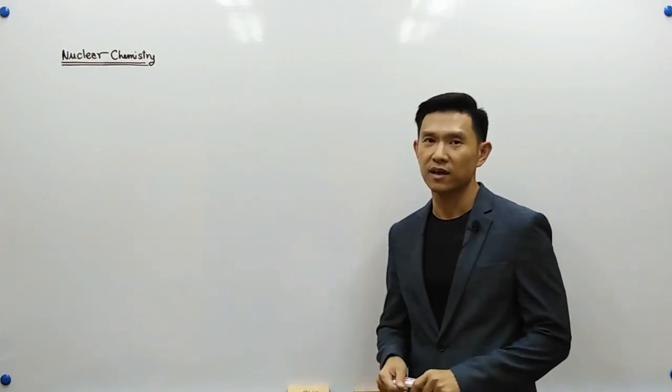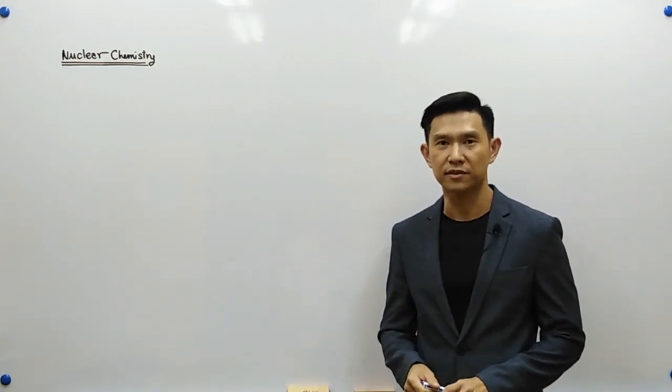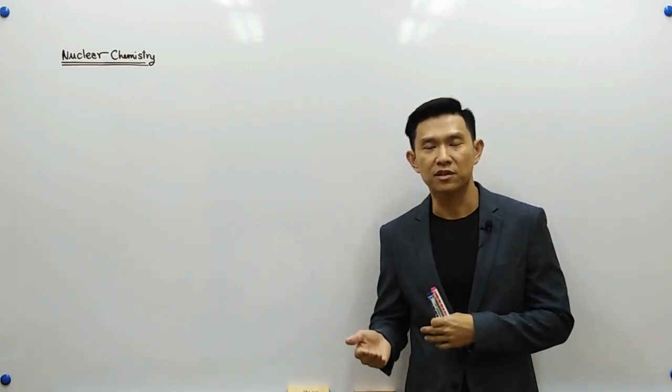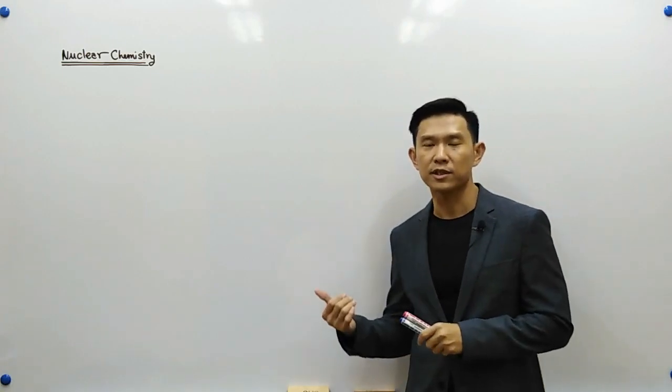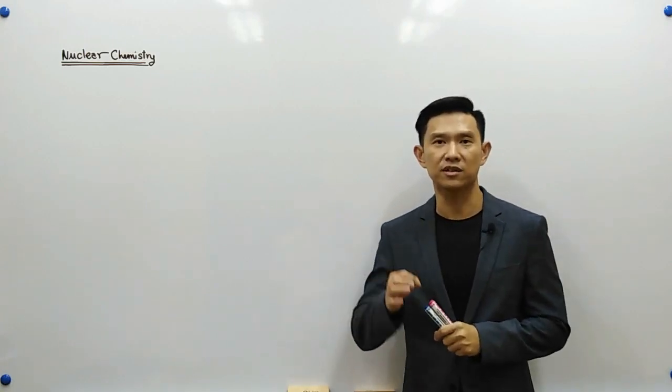Hello. This chapter is about nuclear chemistry. Nuclear chemistry is different from other chapters because in other chapters we study the reaction of compounds, and chemical reactions always happen at the valence shell electrons, right? They have an exchange of electrons, pairing up and breaking bonds, things like that. But in nuclear chemistry, the things happen inside the nucleus.